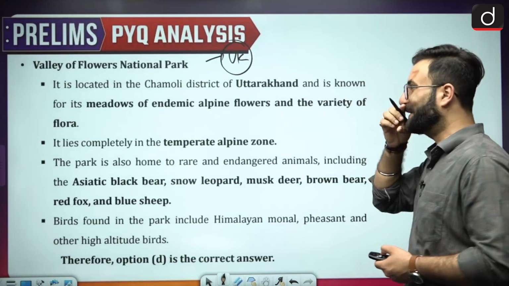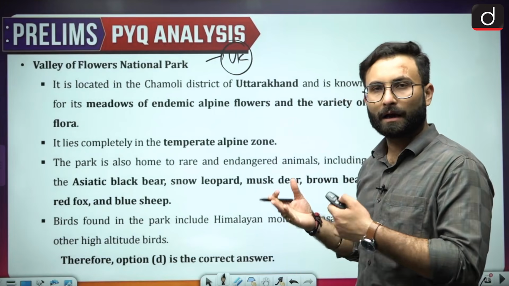Moving further, Valley of Flowers National Park is in the Chamoli district of Uttarakhand.